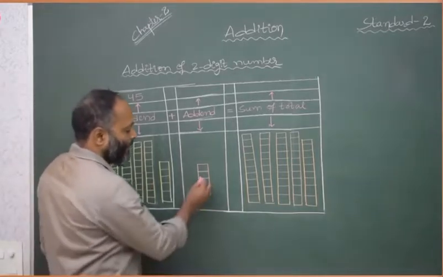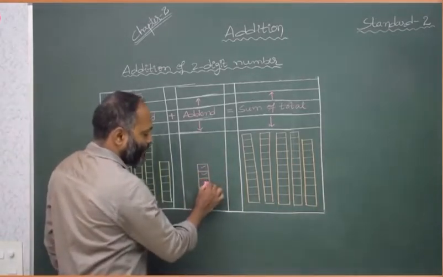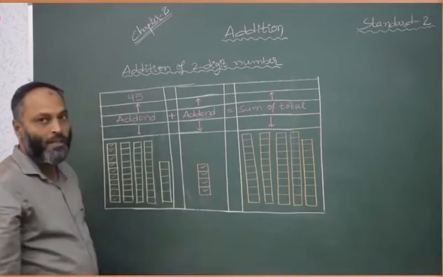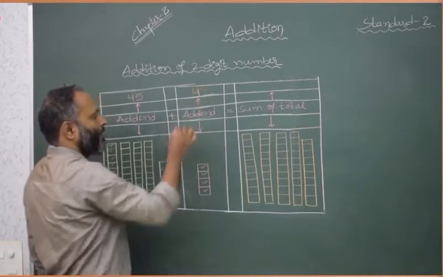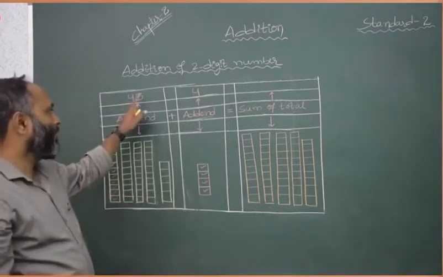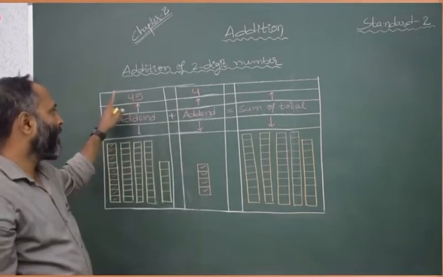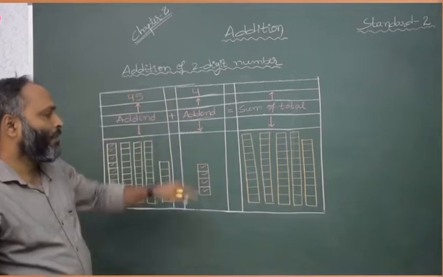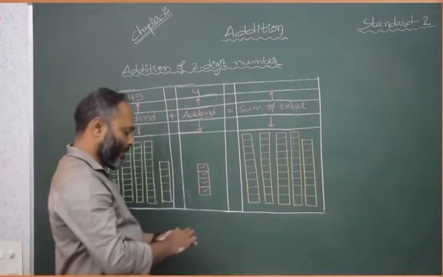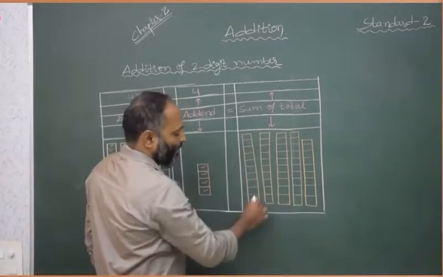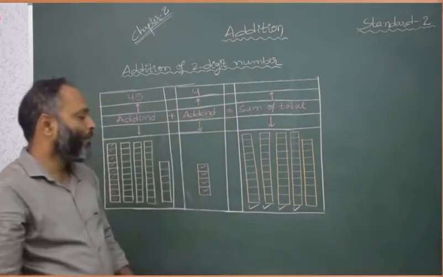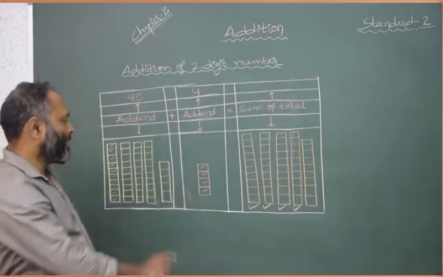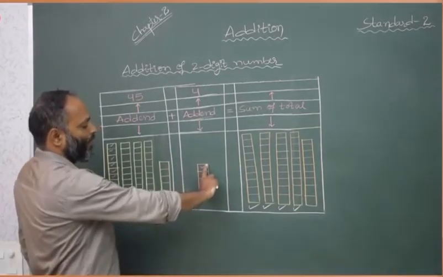In the second addend, 1, 2, 3, 4. What is our second addend? That is the incomplete block, so that is 4. So then 45 and 4. When we are going to add 45 and 4, how much is it? Here again, we see 1, 2, 3, 4 complete blocks were there, and these incomplete blocks we are going to add.